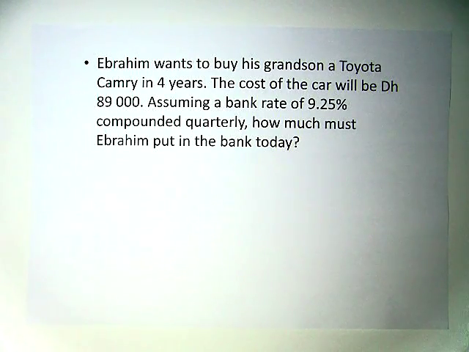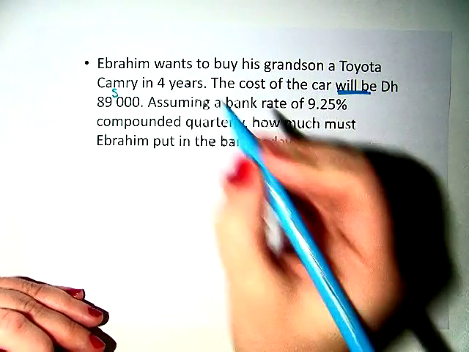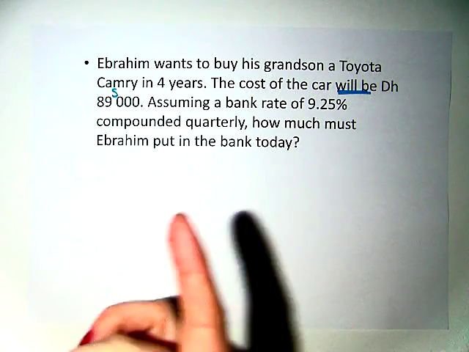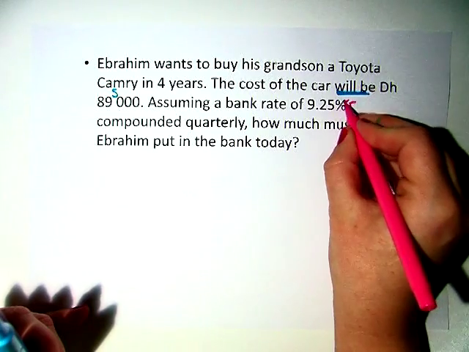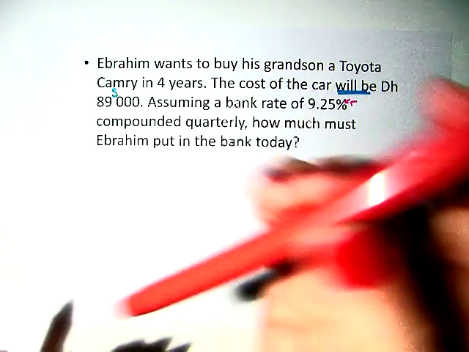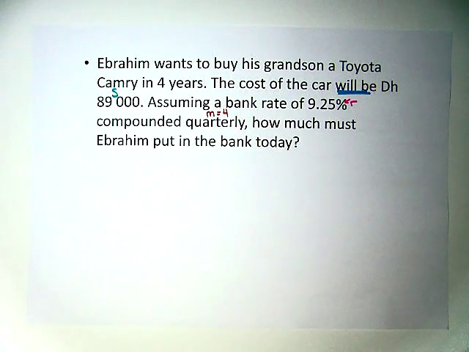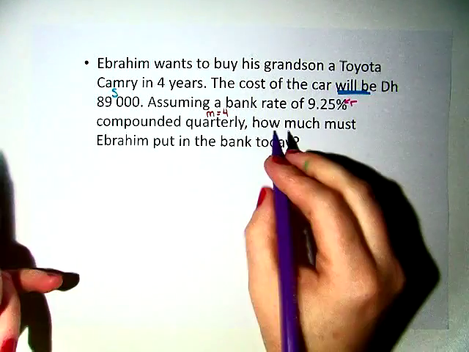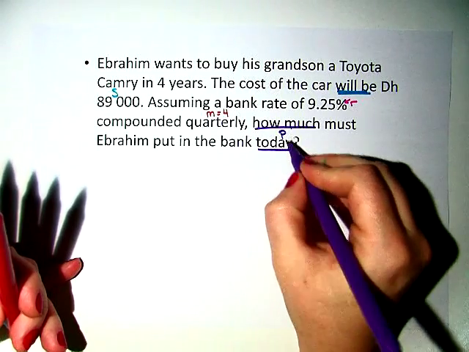Ibrahim wants to buy his grandson a Toyota Camry in 4 years. The cost of the car will be $89,000. So that will be is a good indicator. That means that this is going to be the final amount. Assuming a bank rate of 9.25%, okay, so that's my rate, compounded quarterly. That quarterly means that M is 4. How much must Ibrahim put in the bank today? So this means we're asking how much is the principal.